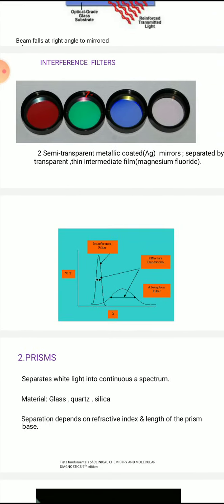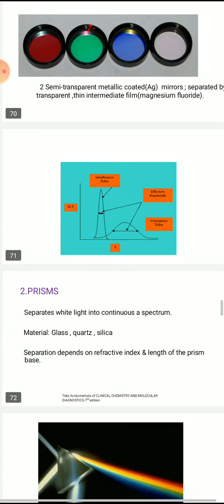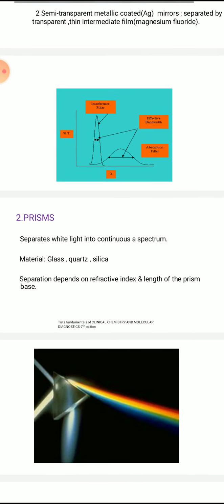Then the other thing we use as monochromator is prisms. A prism separates white light into a continuous spectrum. Examples are glass prisms, quartz prisms, and silica prisms. Separation depends on the refractive index and the length of the prism base.